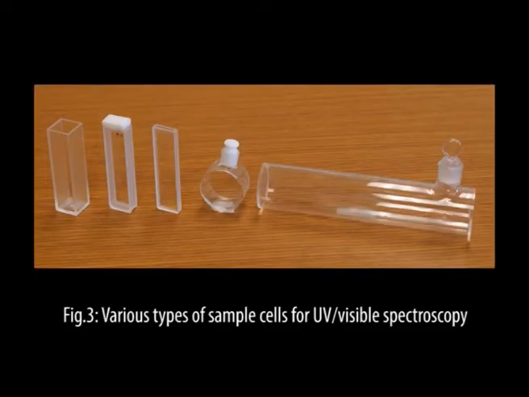Glass cells cannot be used as they strongly absorb the UV radiations. For reference, some solvent is taken separately in another quartz cell which serves as a reference cell. Figure 3 shows various types of the sample cells for UV visible spectroscopy.